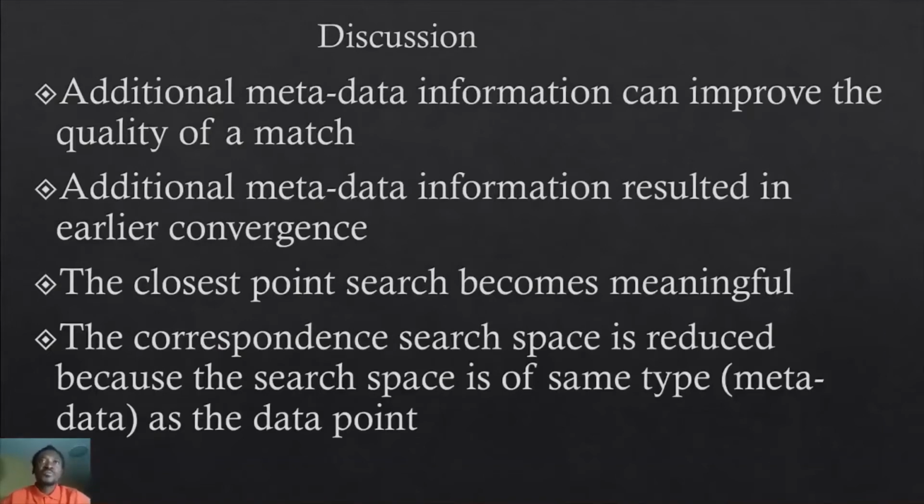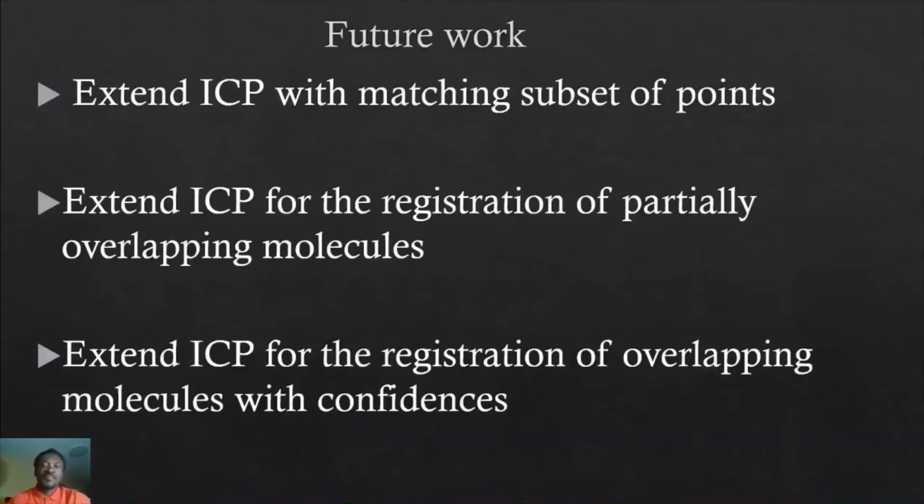Our experiments show that using additional metadata information of points in the shape matching process can increase the accuracy of the match as well as result in faster convergence. Because the closest point search method uses the atom type and k nearest neighbors to ensure a good match, the process becomes meaningful, and this also reduces the corresponding search space, effectively making the algorithm converge faster.